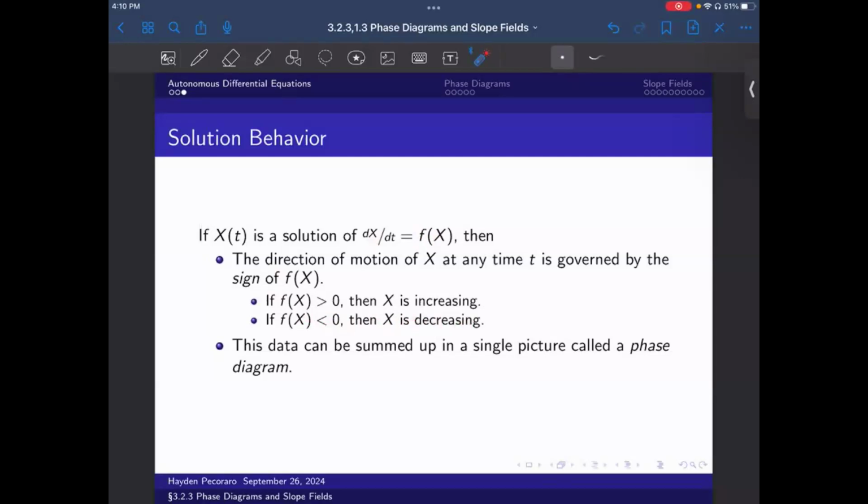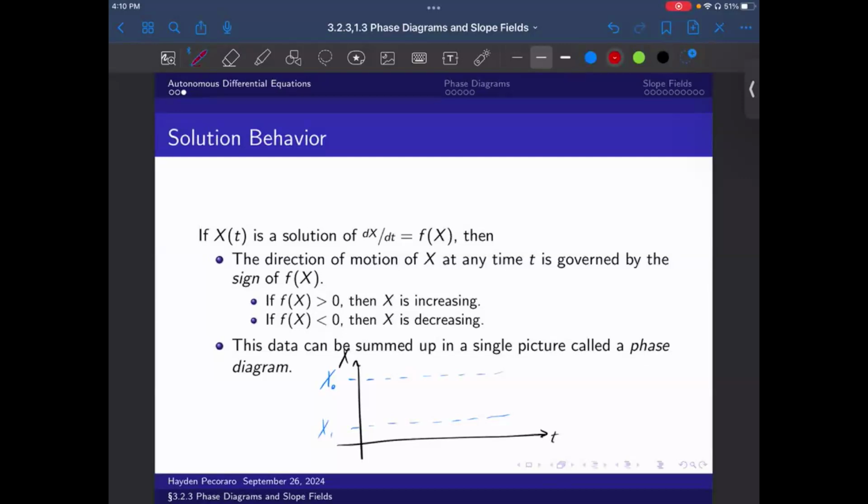And so you can sum this data up in a single picture called a phase diagram. I'll draw a quick picture of one here before we go to the definition and draw an actual phase diagram, just to give us the idea. So say we have an equilibrium solution here. Let's call this x0, and we'll have another one down here. This is x1, and then this is our t-axis and our capital X-axis.